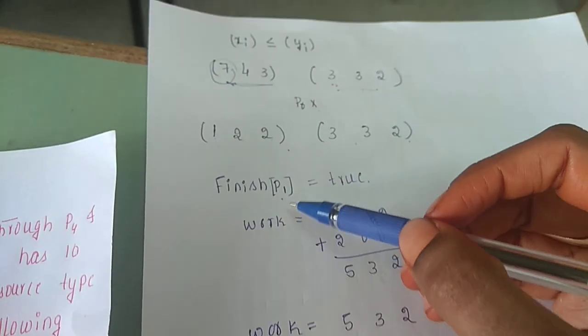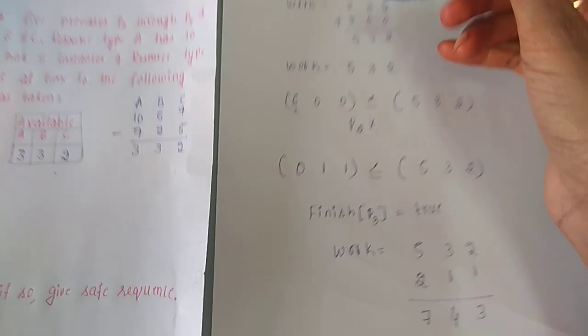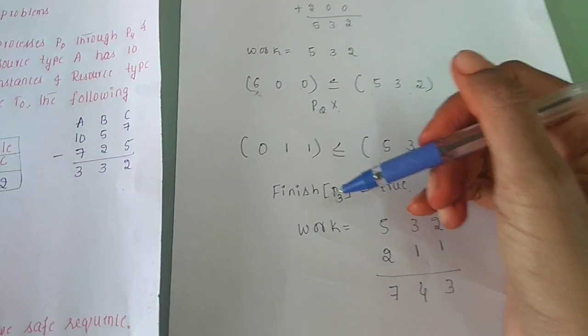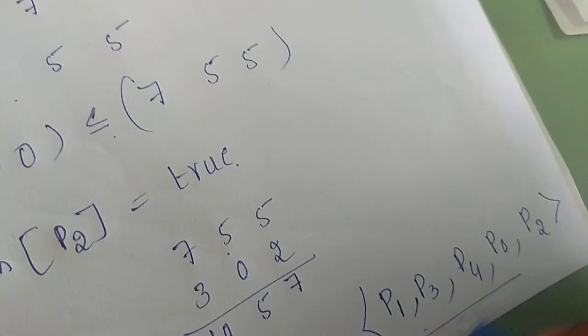You need to write the safe sequence. Okay, so safe sequence means the processes in the order they completed. So we finished process P1 first. Okay, so write the process P1. Next completed process is process P3. Write that. Next completed process is P4. And next we completed process P0. And at the end we completed process P2. This is actually your answer.